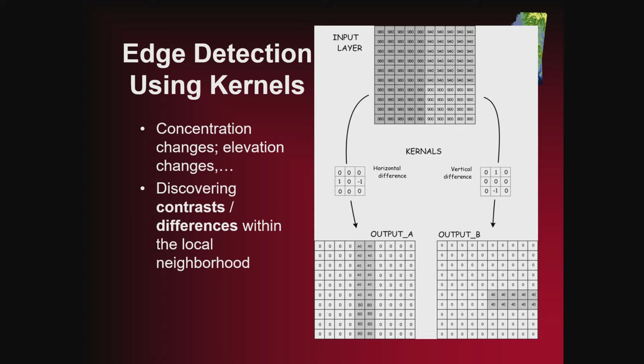So those would be a way to discover contrast, differences within the local neighborhood. What this does is it's going through every cell. See how when it gets to this cell right here, it would just be 960 minus 960, because these would all be multiplied by 0. This would be multiplied by 1, this would be multiplied by -1, and we would get a number that would be 0 because 960 minus 960 is 0.